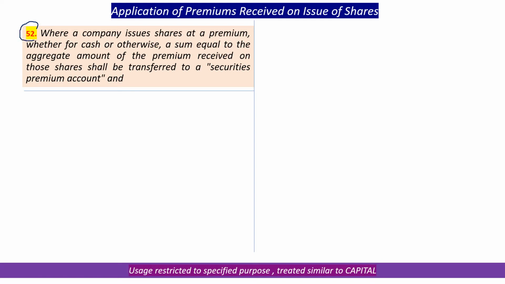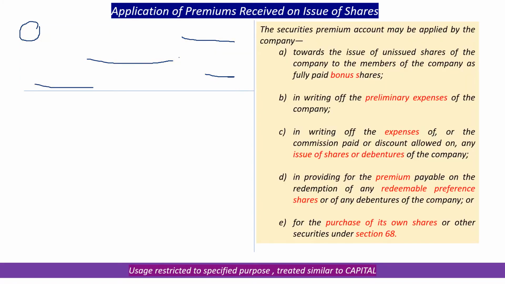Section 52 talks about this, where a company issues shares at a premium. The amount of premium received shall be transferred to a securities premium account or share premium account. This is so far as the nomenclature of the account where the share premium is parked in the financial accounts. Then, where can we use it? The section says you can use share premium account for specific purposes.